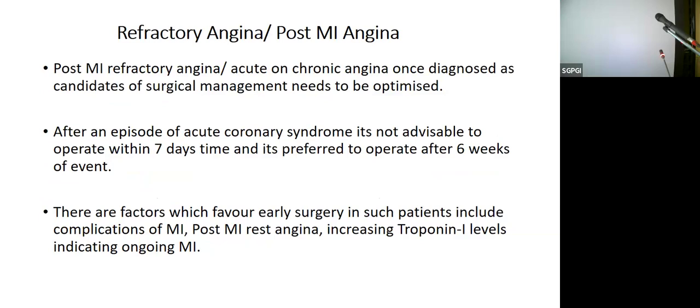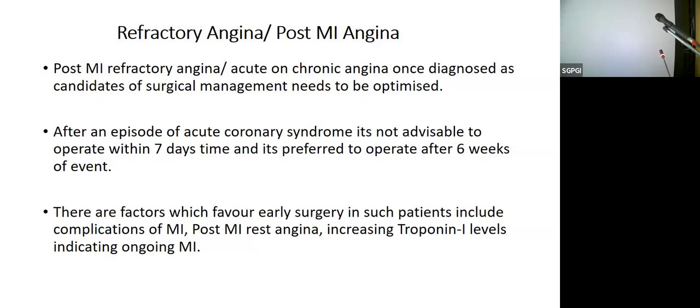The last category in MI is refractory angina or post-MI angina. In simple words, a patient who has an acute MI or a patient who is a known patient of coronary artery disease, but getting recurrent attacks, so acute and chronic. So when should we operate these patients? Preferably we should avoid it in the first 7 days. And if we can avoid it till 6 weeks, it will be better.